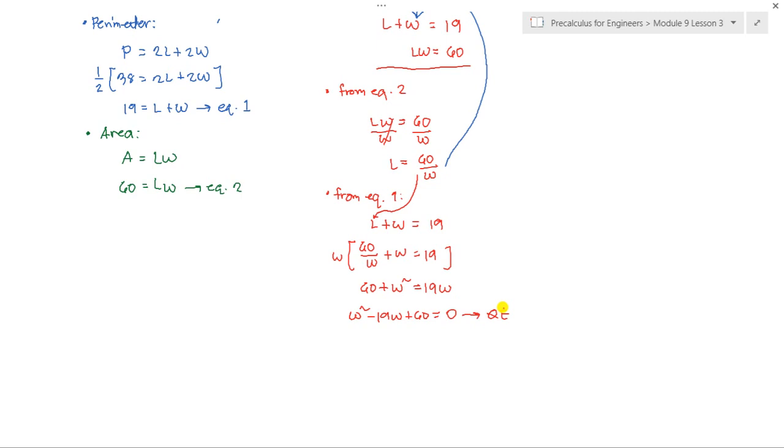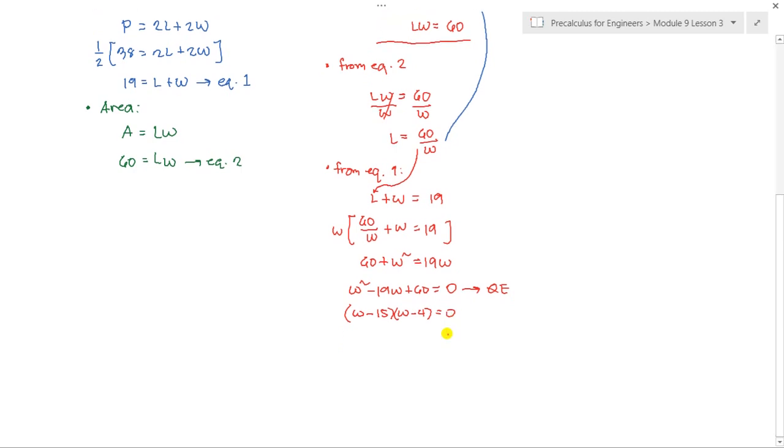So, 60, we can express 60 as, that is, (w minus 15)(w minus 4). The factors of 60 are 15 times 4. Correct? Do you agree? Okay, 15 times 4 is 60. And negative 15 plus negative 4 is negative 19.